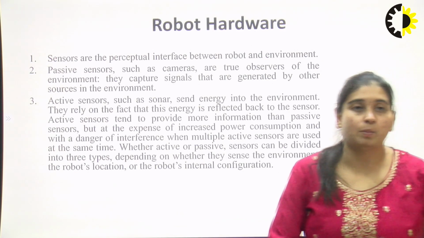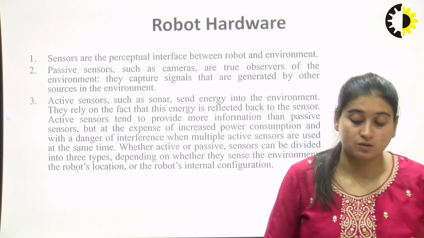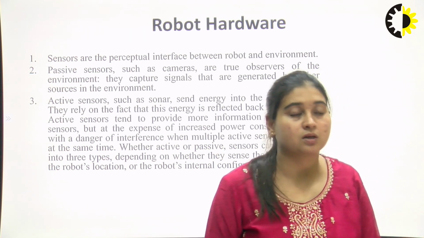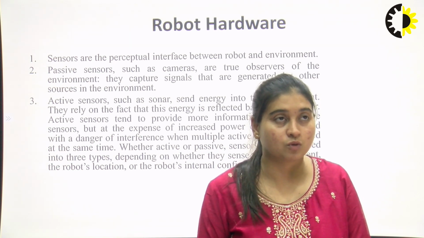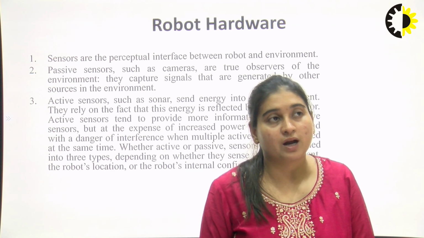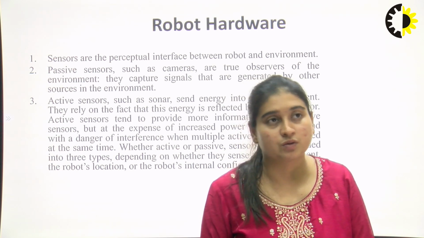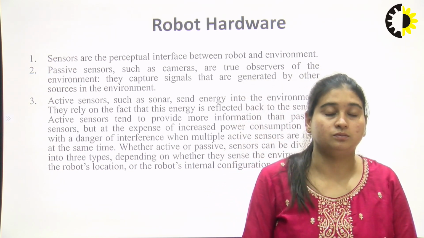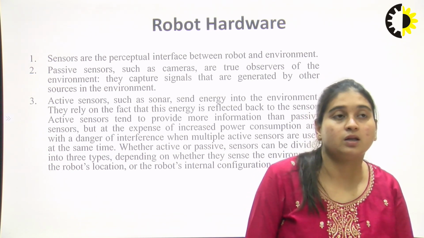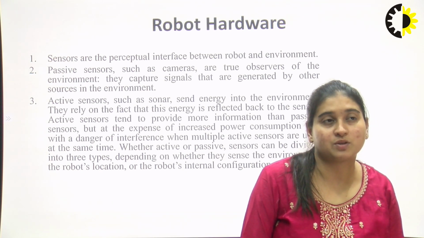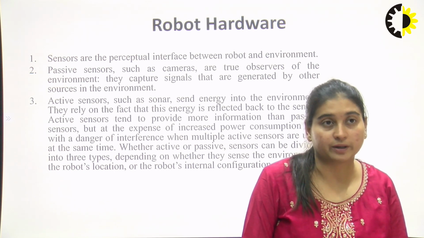Now, the second topic is robot hardware. So we are studying this major terminology, that is robot, and the second subpart is the robot hardware. In robot hardware, sensors, what are sensors? Well, sensors are the interfaces between the robot and the environment. And there are some passive sensors, for example cameras. They are the true observers of the environment, and they capture the signals that are generated by the sources in the environment.